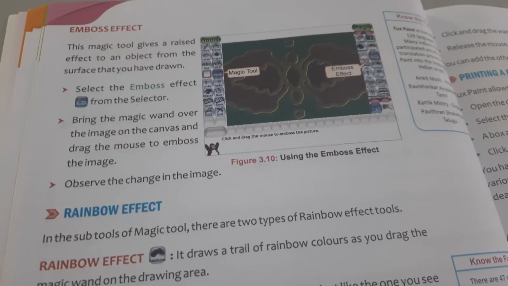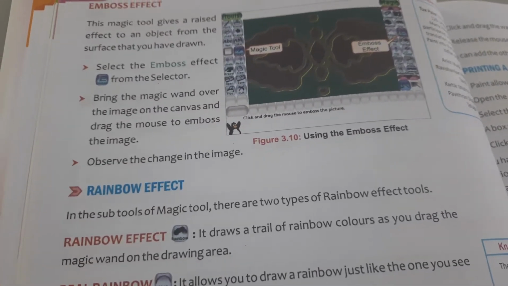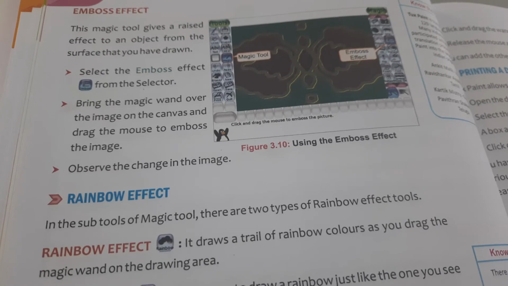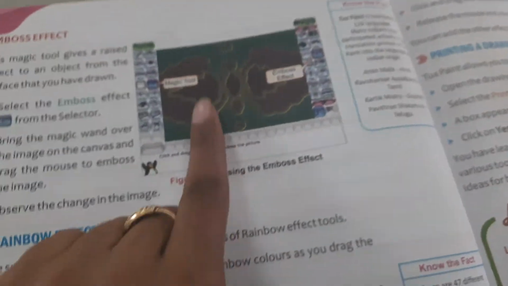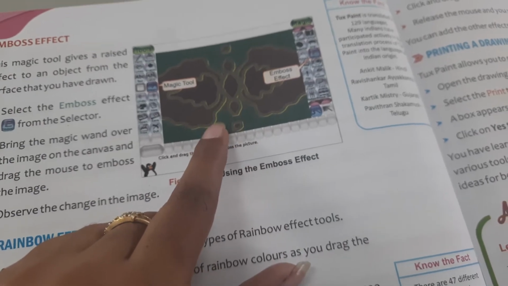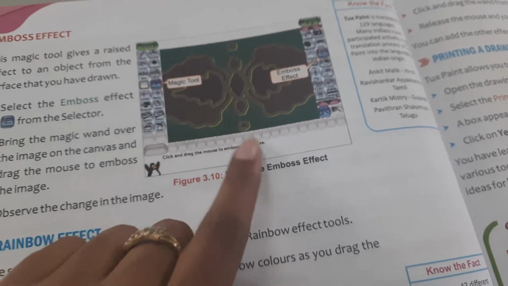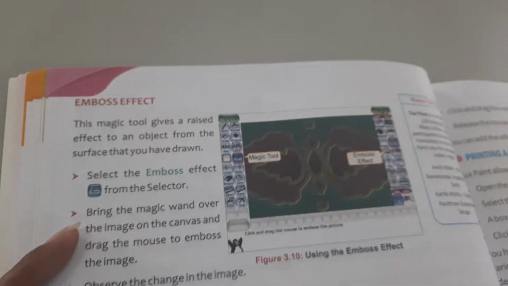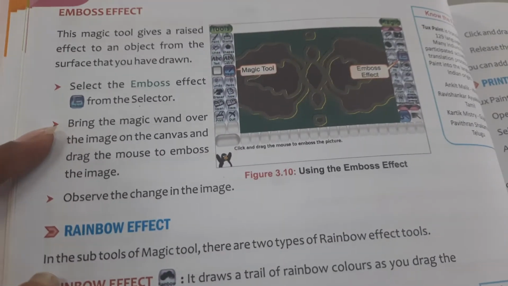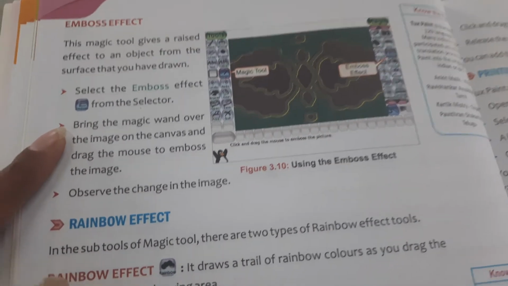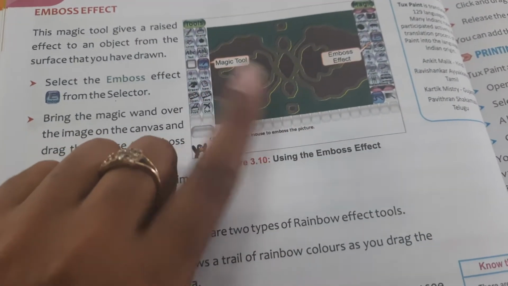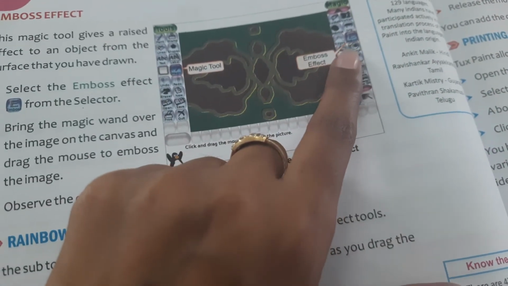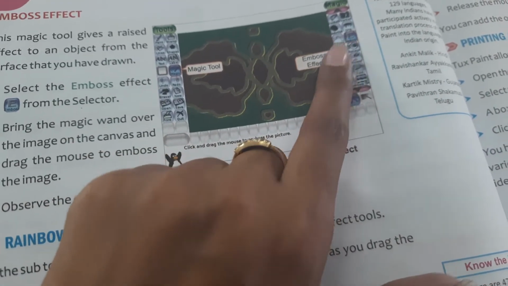Okay, next is your emboss effect. Emboss effect means this magic tool gives a raised effect to an object from the surface that you have drawn. See this? It is something like a 3D effect. Okay, so if you want to apply emboss effect, what you will do, select the emboss effect from the selector. Same steps. First of all we will choose the green color, then we'll draw any picture, then go to the magic tool. In magic tool in the selector you can find the option of emboss effect. This is the emboss effect.